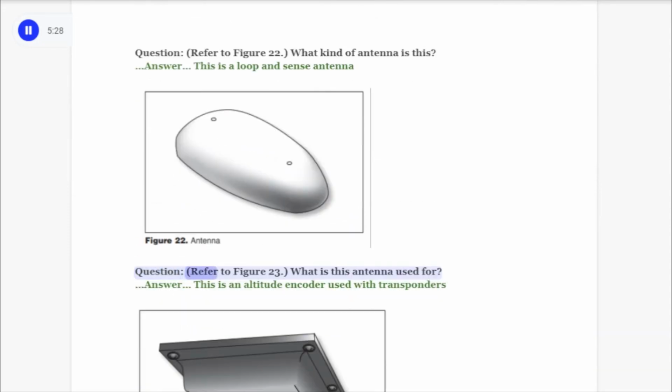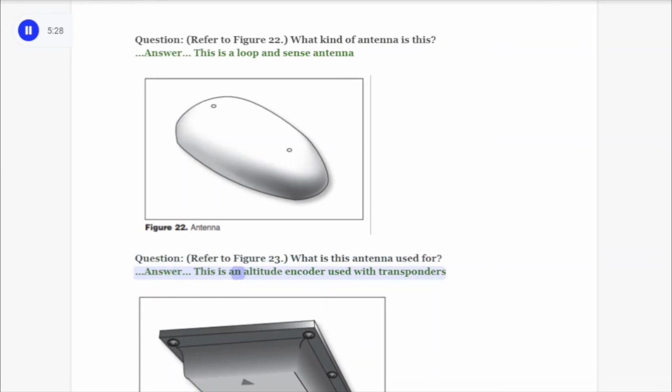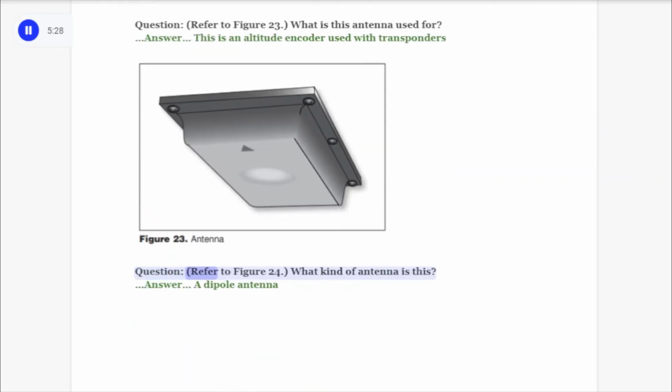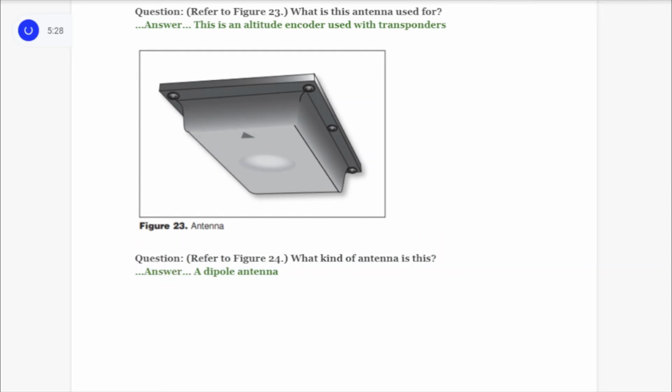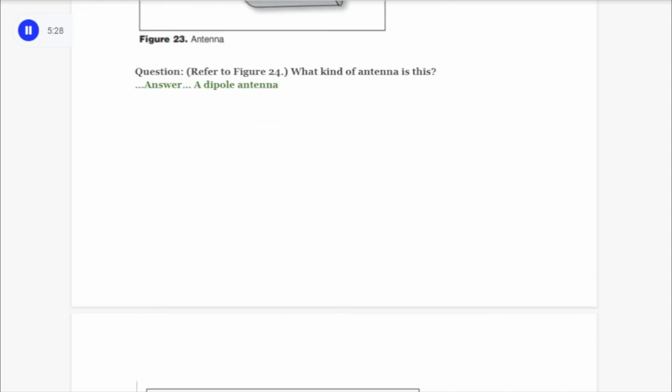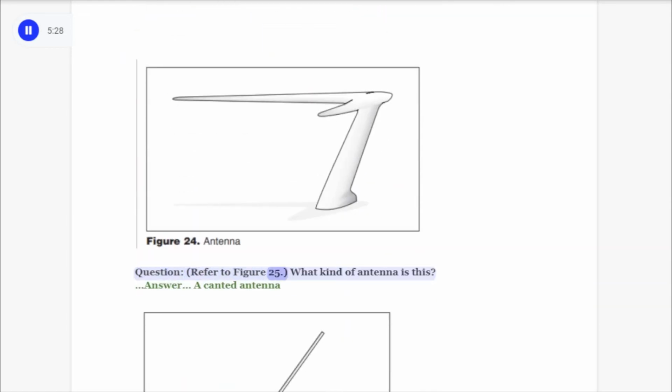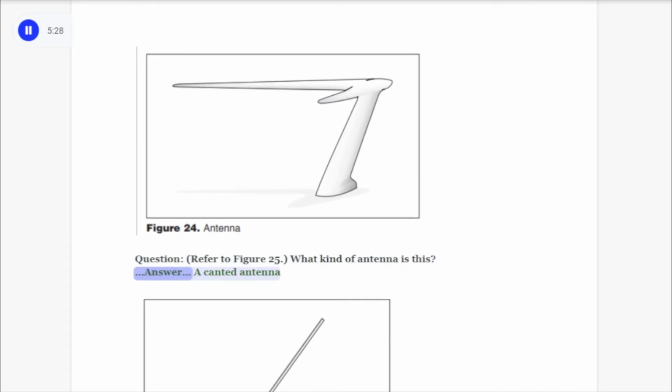Question: refer to Figure 23. What is this antenna used for? Answer: this is an altitude encoder used with transponders. Question: refer to Figure 24. What kind of antenna is this? Answer: a dipole antenna. Question: refer to Figure 25. What kind of antenna is this? Answer: a canted antenna.